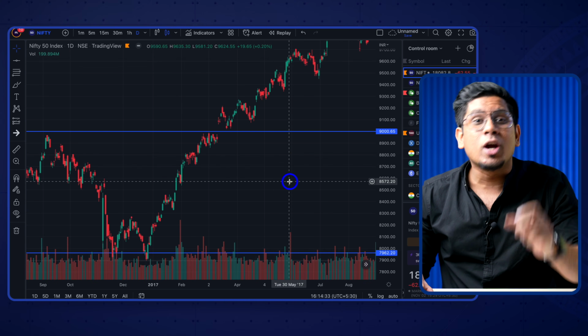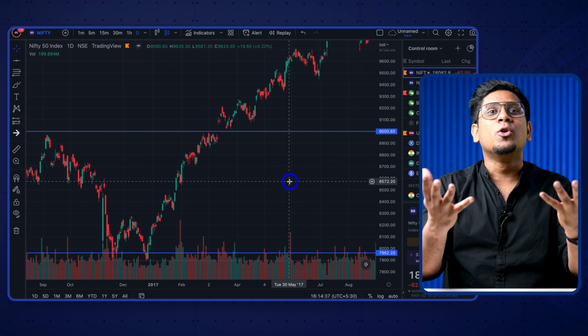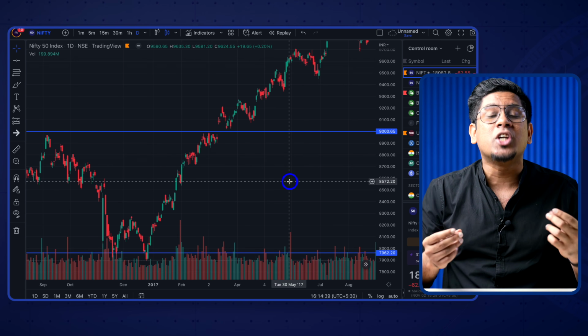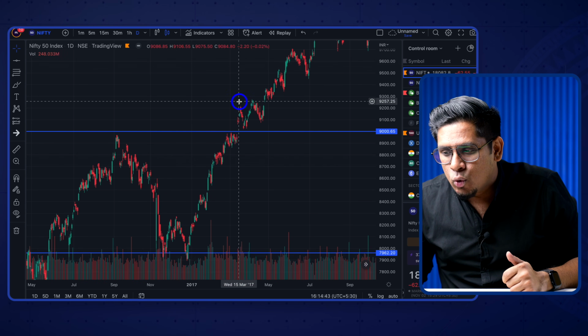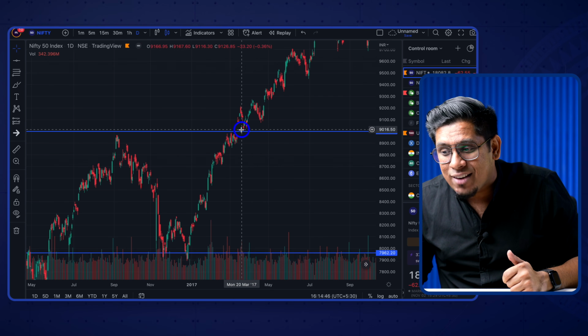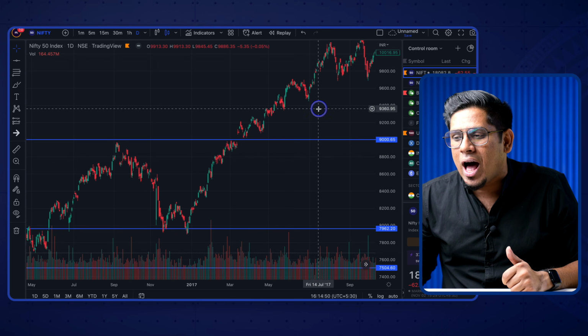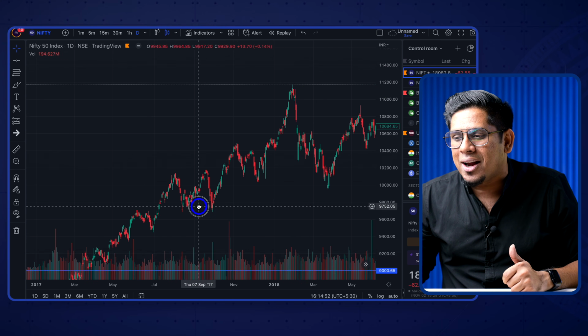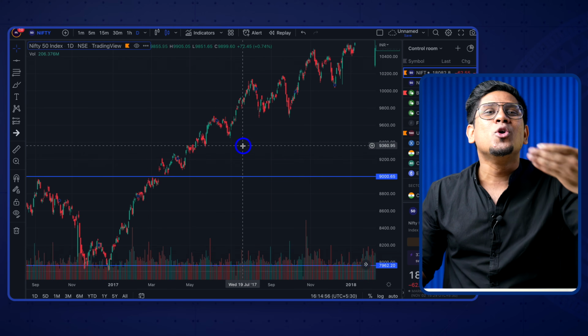And when that is broken, what does it mean? A breakout has happened. And when a breakout happens, what can you do? You can probably enter into a long position. You can buy it, right? And then see what happened to Nifty. Nifty then moved up, came down till this level. Then that level acted as a support, and then Nifty just moved up and up and up and up till 11,000.